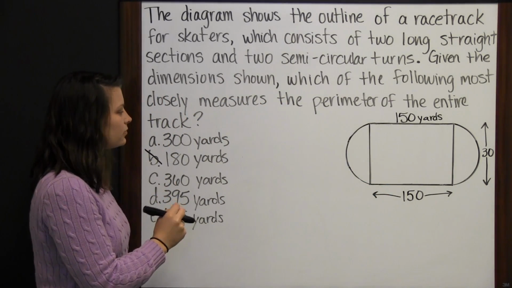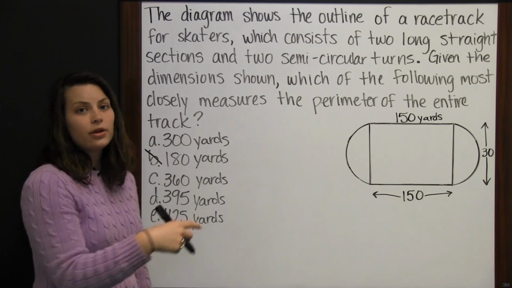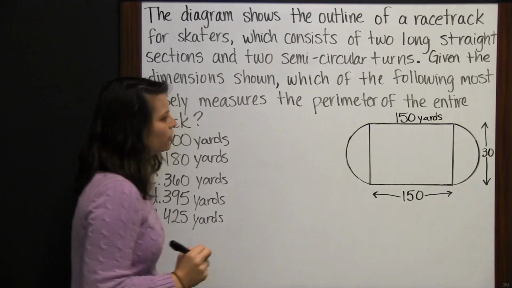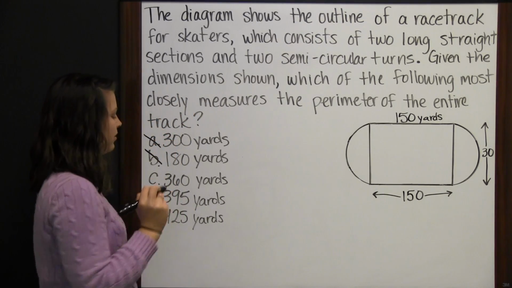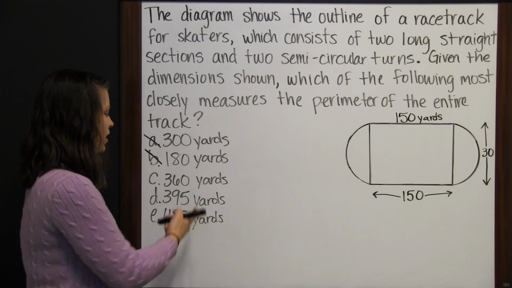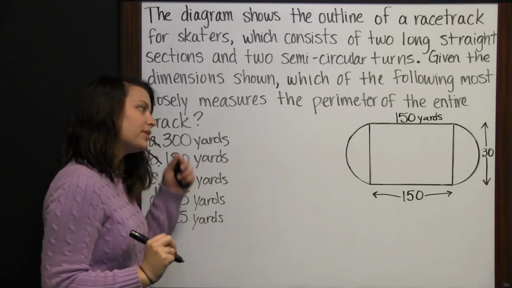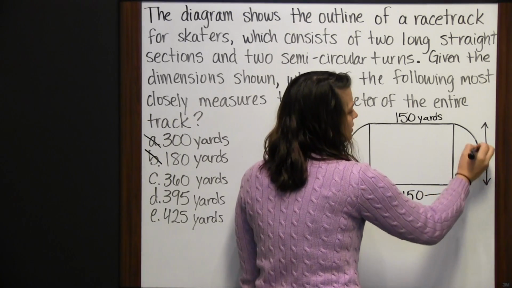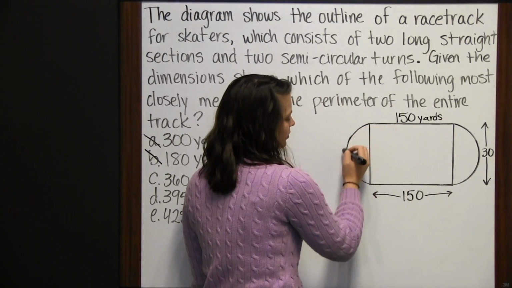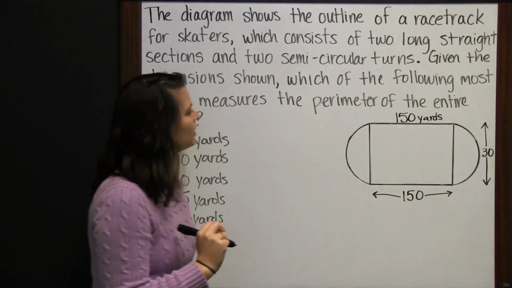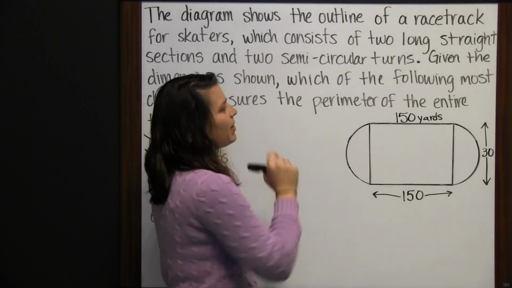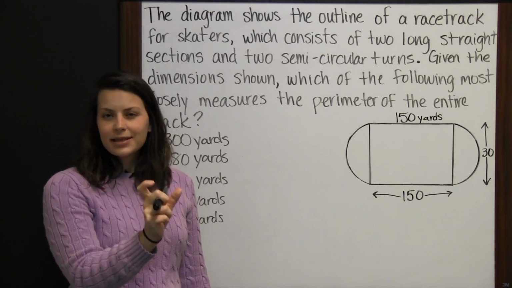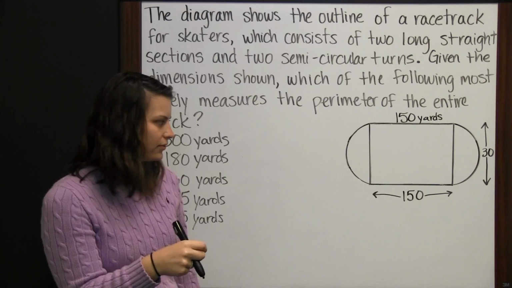We also know it's going to be more than 300 yards because just the two straight sections are 300 yards. So we can already eliminate that answer choice. And we're down to these three possibilities. So that means we need to figure out what this distance is here and here. They told us that these were semicircular turns. That means that semi means half of a circle.